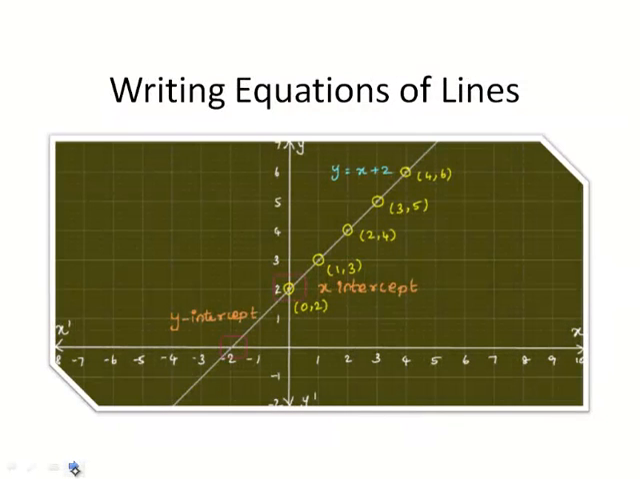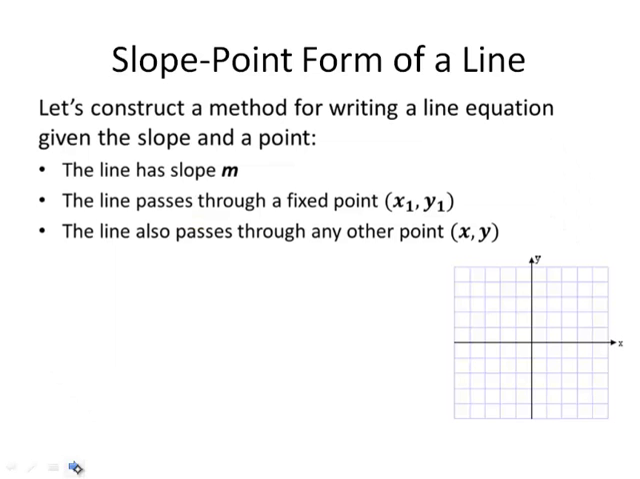This lesson is on writing equations of lines. Let's construct a method for writing a line equation given the slope and a point. Say you have an arbitrary line with slope m and a point that's given to you as x1, y1. x, y describes a point anywhere on the line in general.